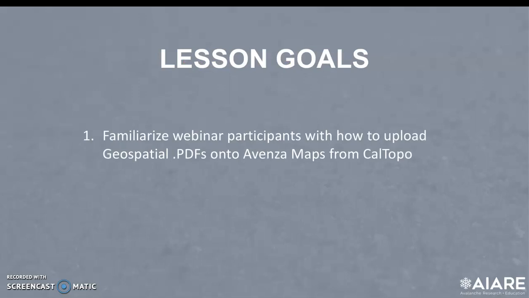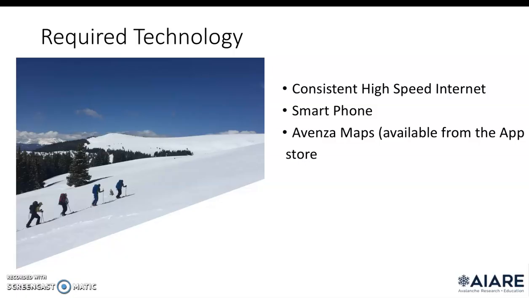So the lesson goals: I want to familiarize webinar participants with how to upload geospatial PDFs onto Avenza Maps from CalTopo. It's a bit of a process, but once it's explained and you try it a few times, it's a very repeatable process. Required technology for this presentation: you'll need consistent high-speed internet, a smartphone, and the Avenza Maps app, which is available from the App Store.